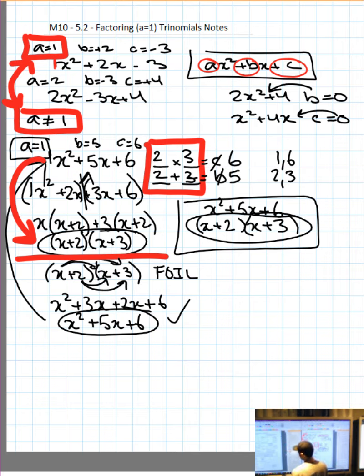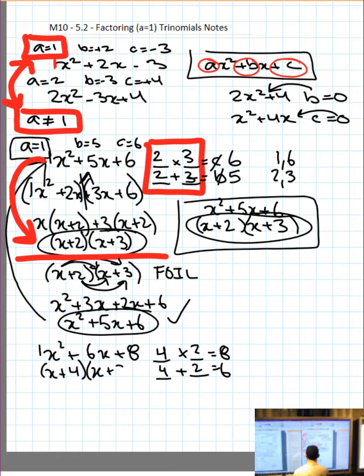So down below, x squared plus 6x plus 8. A is 1. Two numbers that multiply to get 8 and add to get 6 are 4 and 2. So x plus 4, x plus 2. FOIL it out, check your answer.